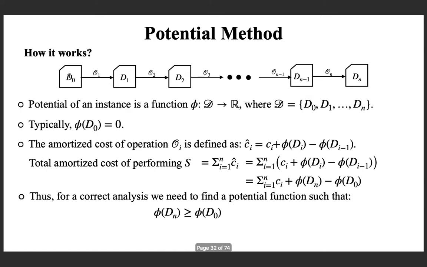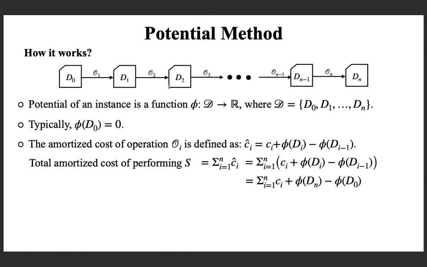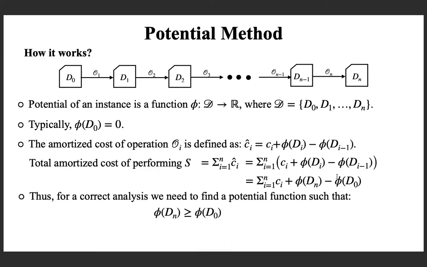And we know the basic condition for the correctness of a method, which is that the total amortized cost must be greater than or equal to the total actual cost. For that, this quantity must be non-negative, and hence you can see that to be correct, the potential of the last instance must be greater than or equal to the potential of the initial instance.